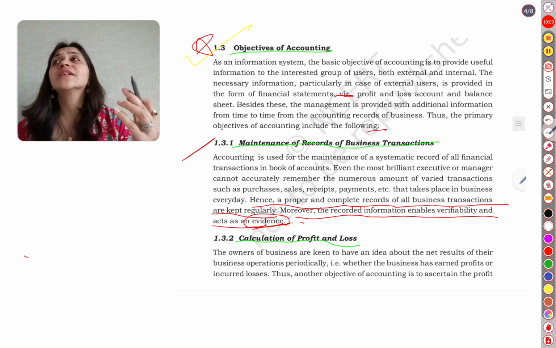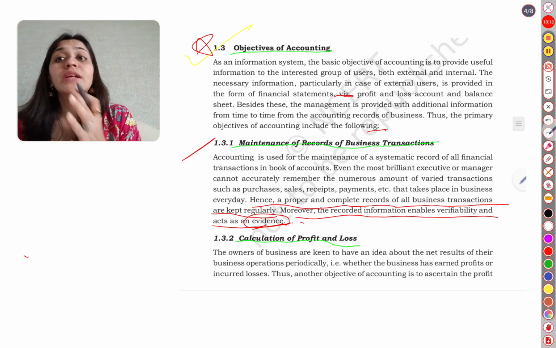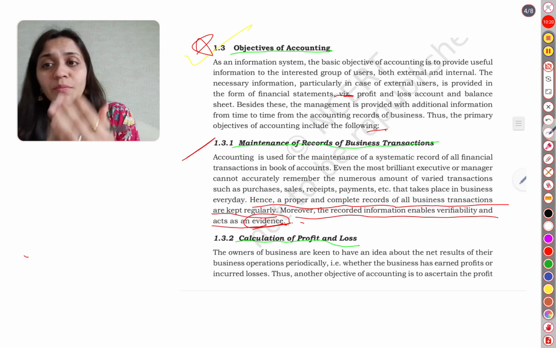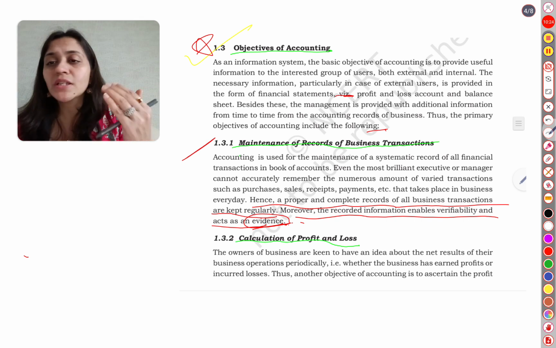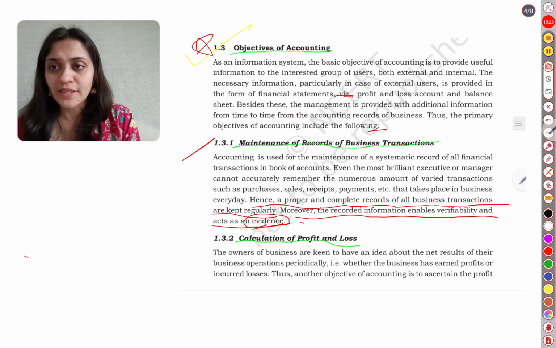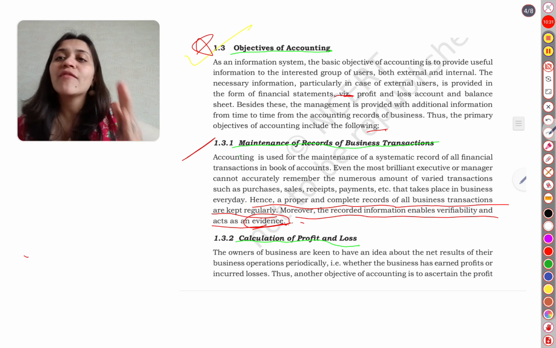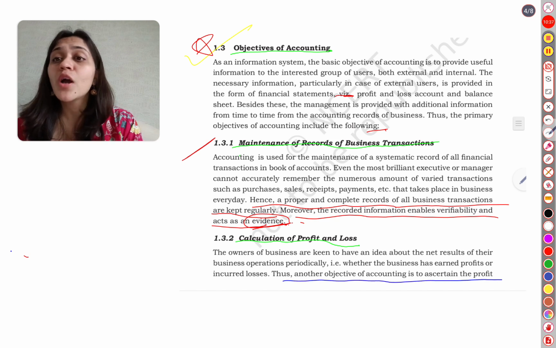And next is calculation of profit and loss. Why is it needed? Because the business owner will get an idea whether we are doing correctly or not. In business operation, an owner periodically checks how much my income was, how much my expense is, how much is my fixed expense, how much is my recurring expense. Recurring expenses are those expenses which are known and every month we need to pay for them. So, thus another objective of accounting is to ascertain the profit.